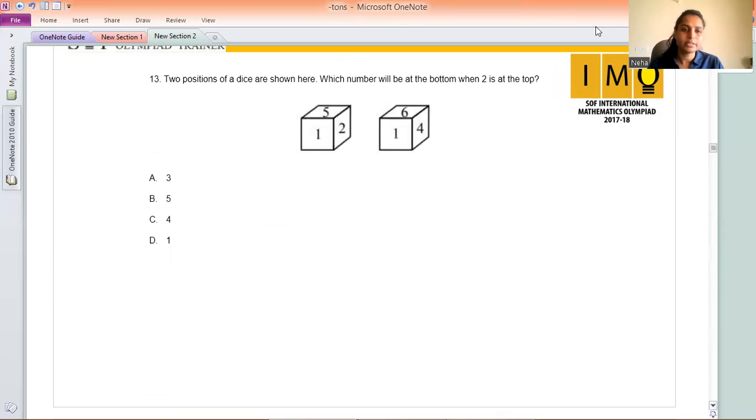In question number 13, the positions of our dice are shown here. Which number will be at the bottom when 2 is at the top? That means it is asking what is on the opposite side of 2. As I can see, 1 and 1 are common in both the faces. So 5 is opposite to 6 and 2 is opposite to 4. So if 2 is at the bottom, then which one is on the top? The 4 is on the top. So option number C is your correct answer.